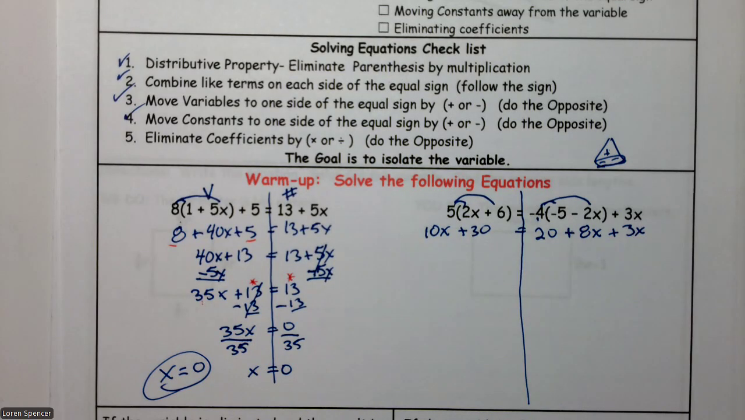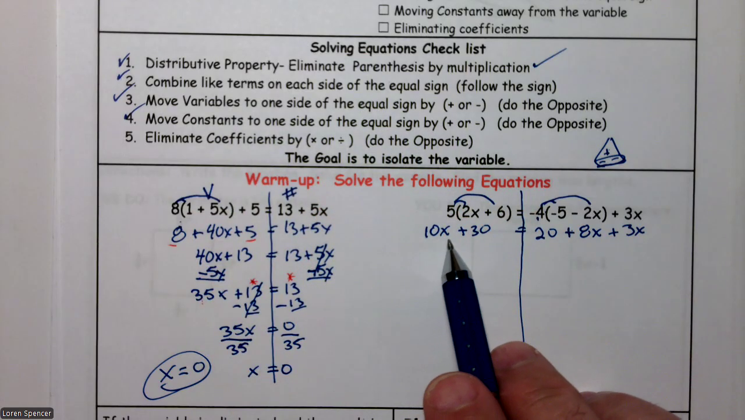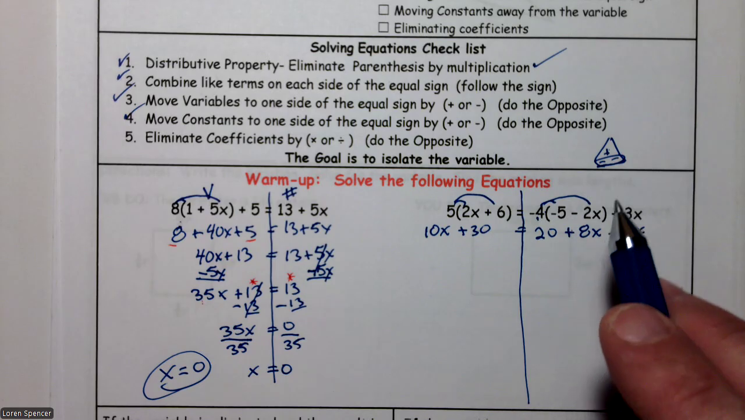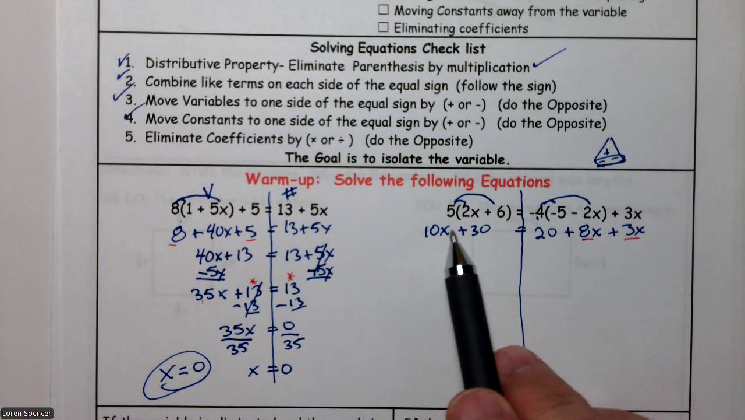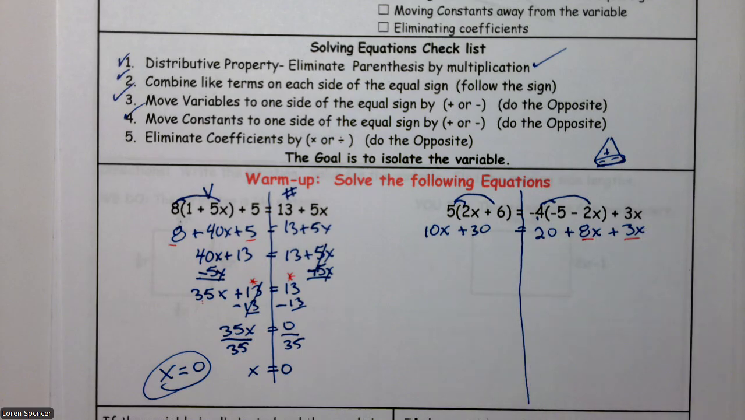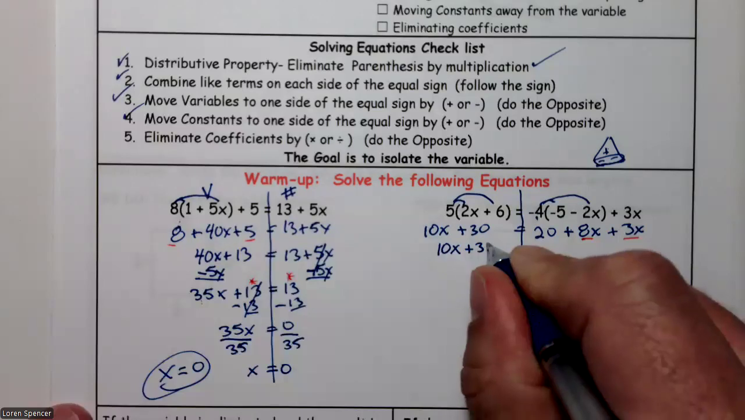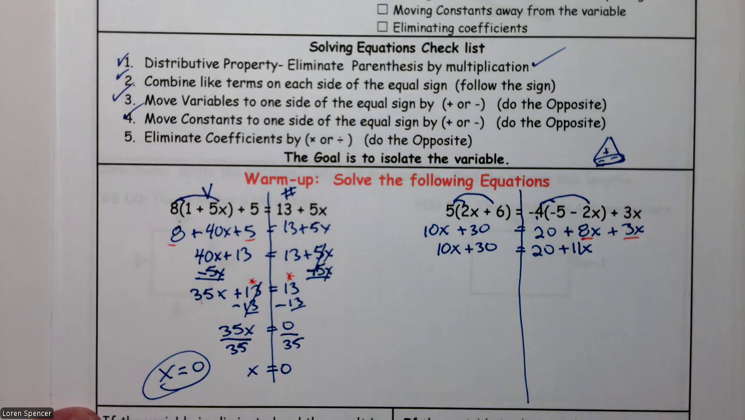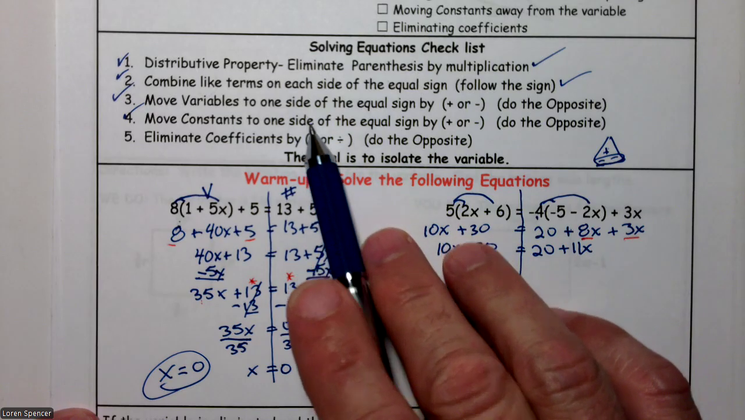All right. So we've done the distributed property. Now we need to look at combining like terms. This side, there's nothing to combine, but on this side, I have 8x and 3x, so I can combine those. So these two are my like terms. And by the way, just a reminder, we have 1, 2 terms on this side and 1, 2, 3 terms on this side. Terms are always separated by a plus or a minus. So we have 10x plus 30 equals 20 plus 11x.